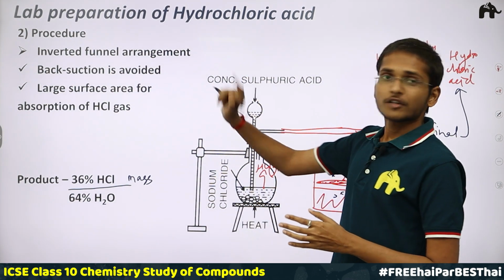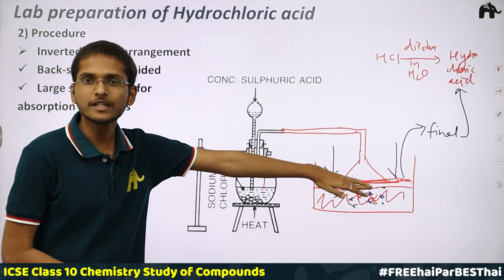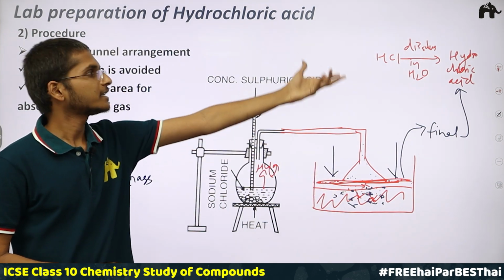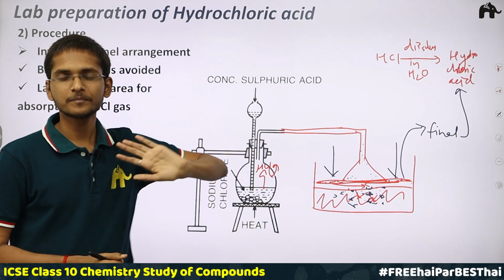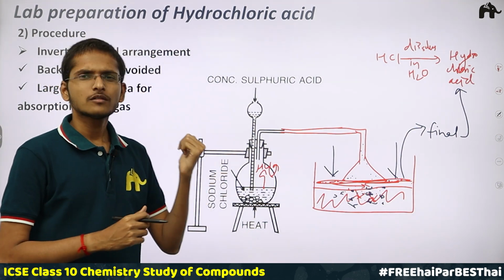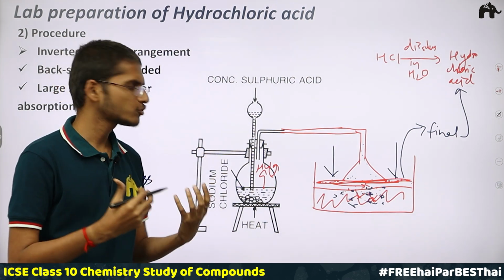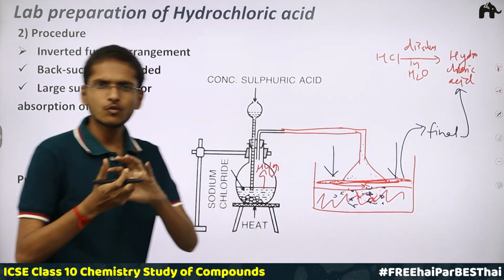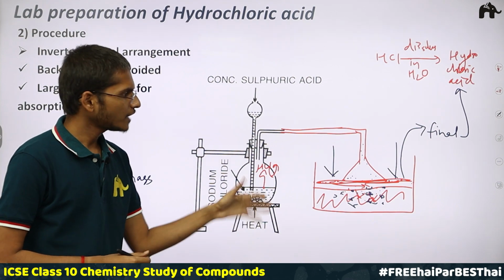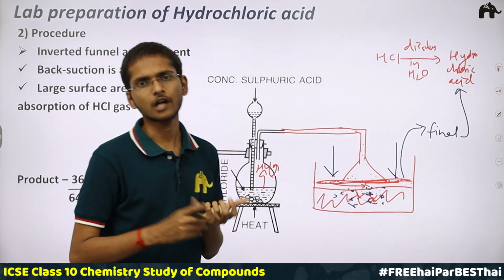Clear? So what we have studied is how the process is taking place, and how this inverted funnel arrangement helps us dissolve the HCl gas, and we get the hydrochloric acid. Now if you think a bit, a question can arise in your mind: Sir, why are you saying that we have connected this delivery tube to a generating flask, and yet you are saying that the amount of HCl gas is getting reduced? How is it possible, sir?